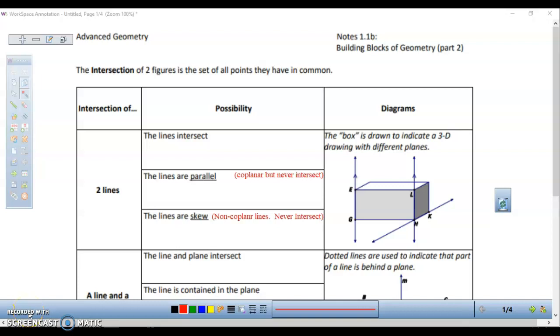Mr. Donaldson, and we're going to do 1.1b notes today. This is a continuation of section 1.1, the building blocks of geometry, so still working on the fundamentals. Today's focus is on intersections and then parts of lines. So let's start by talking about intersections.